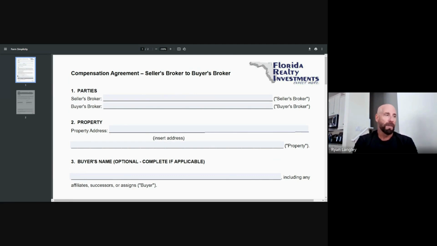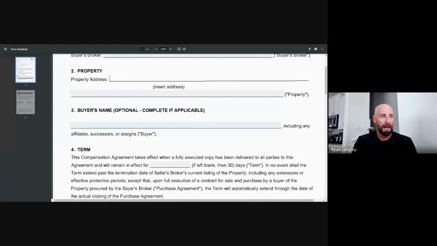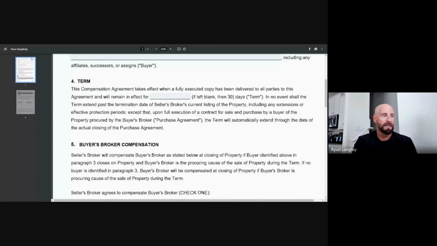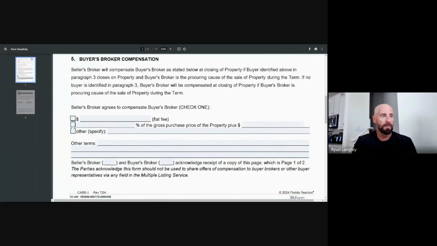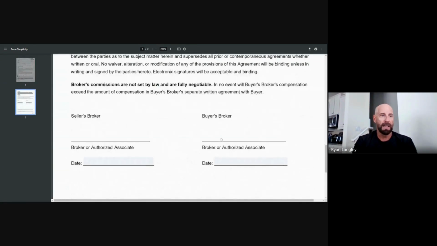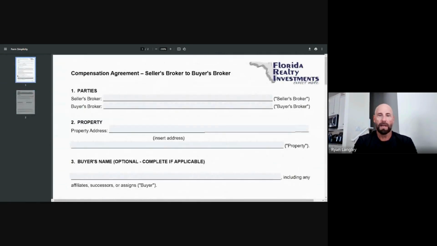But guys, if it's your listing, go ahead and do this. Put Florida Realty Investments here. Put the property address, because that's going to be the same no matter what. The buyer's name we leave blank. We don't know the buyer's broker, and we don't know the buyer's name. You put your 30 days here and put whatever your percentage is here. Put your 2.5% right here, or whatever it is. And then that's it. Go ahead and sign it and send it out. When they ask what the percentage is, you just have it ready and send it out. Does that make sense to everybody?